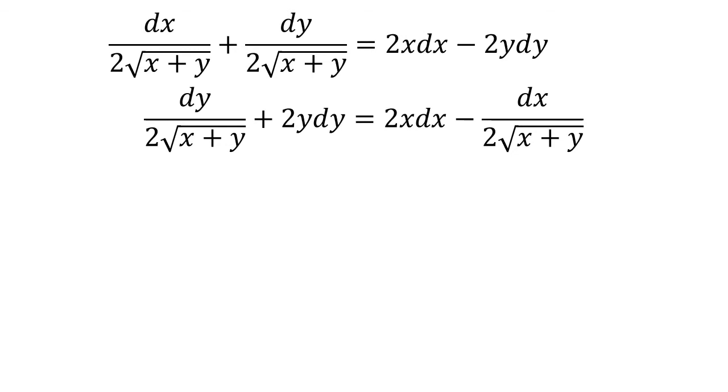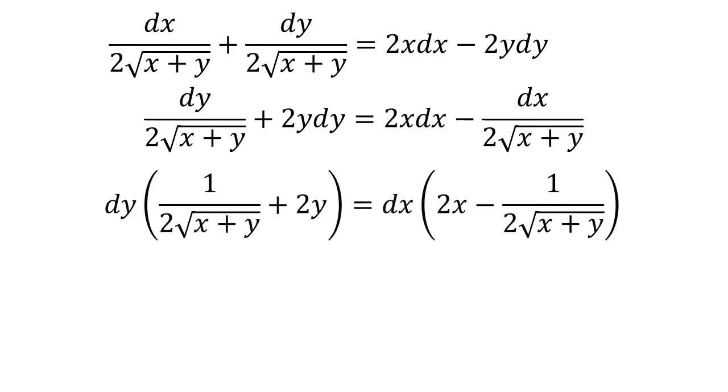Okay, that's why it will become dy over 2 square root of x plus y plus 2y dy equals 2x dx minus dx over 2 square root of x plus y. So please be careful when you are performing transposition. Take note of the signs, okay? Make sure the signs are correct. And then in this case, we will factor out dy. So this will become dy times 1 over 2 square root of x plus y plus 2y equals dx times 2x minus 1 over 2 square root of x plus y.